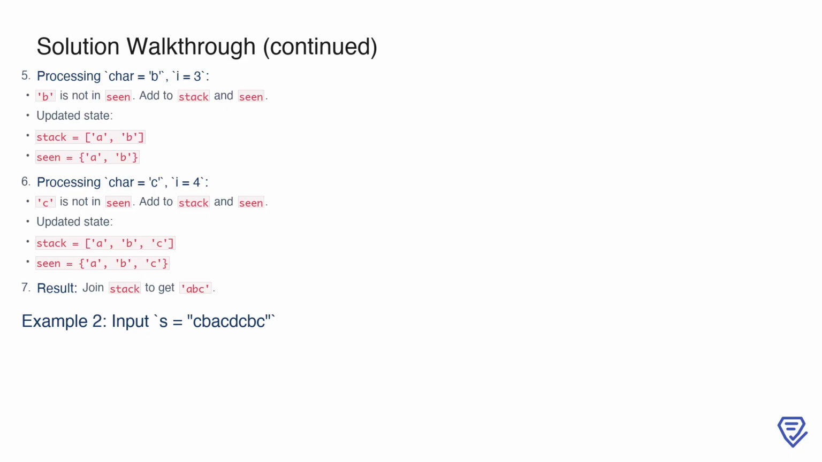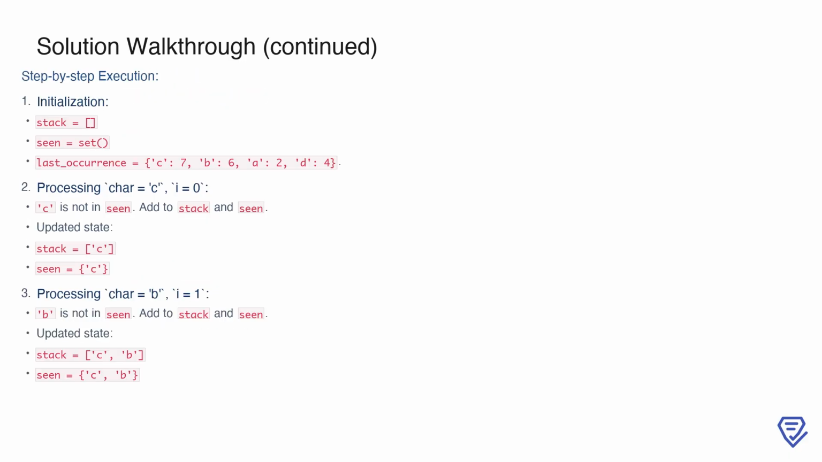Moving on, we will now examine the second input string, s equals "cbacdcbc". For the input, we begin by initializing the variables. The stack is empty, seen is an empty set, and last_occurrence is calculated as c: 7, b: 6, a: 2, d: 4. At index 0, the character is c. Since c is not in seen, we add it to both the stack and seen. The updated state is stack equals c and seen equals c.